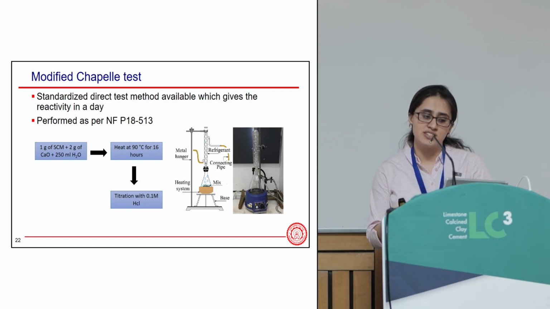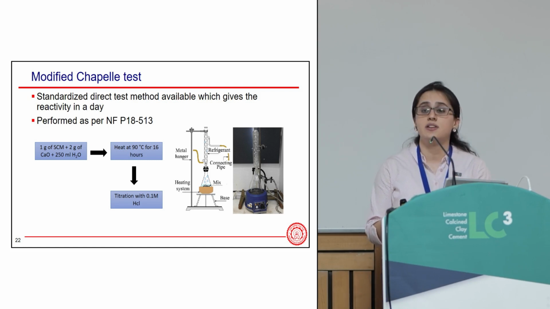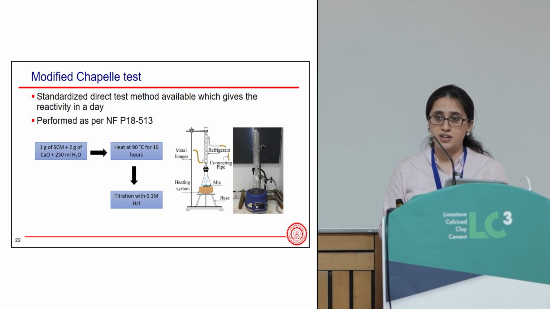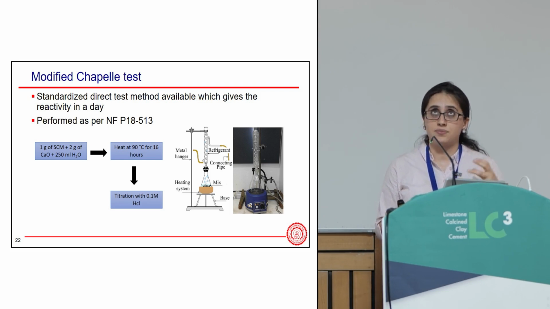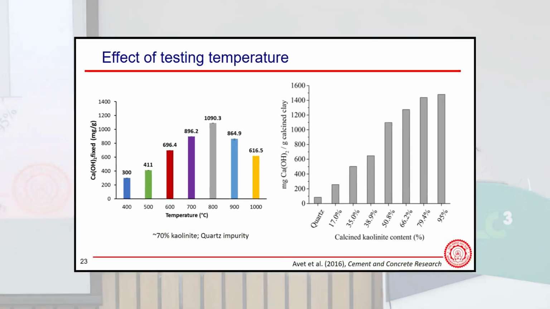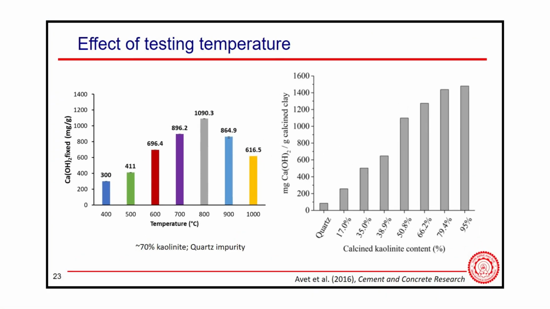We heat it at 90 degrees centigrade for 16 hours, and then after 16 hours we titrate it, and then we determine the amount of unreacted calcium that is present. And then we express our result in terms of calcium hydroxide consumed per gram of the test material.